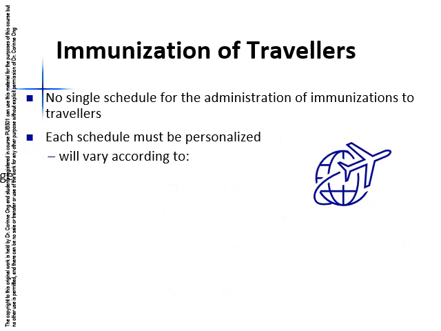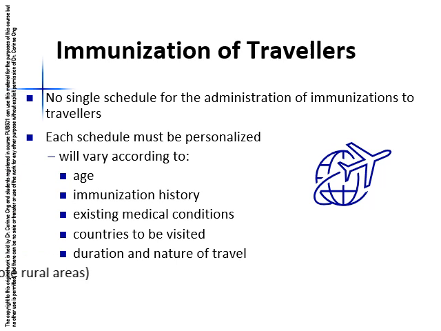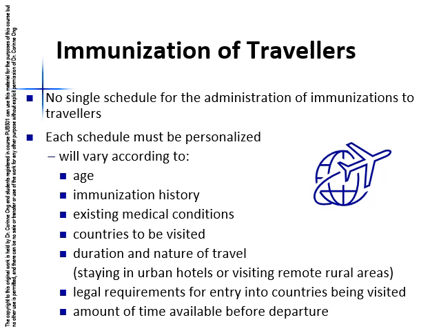In the last category, the immunization schedule has to be customized for travelers and varies according to several factors which are listed on the slide. It's not just personal variables such as age, immunization history, and existing medical conditions, but the recommended vaccines are also dependent on the prevalence of the vaccine-preventable diseases in the countries that will be visited, and the duration and the nature of travel. This is because travelers visiting more remote and rural areas may experience higher transmission of certain diseases than those staying mainly in urban hotels.